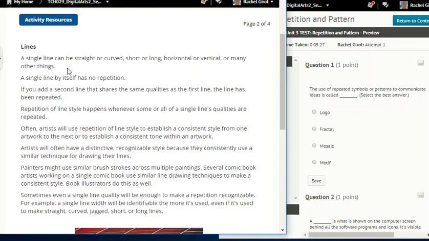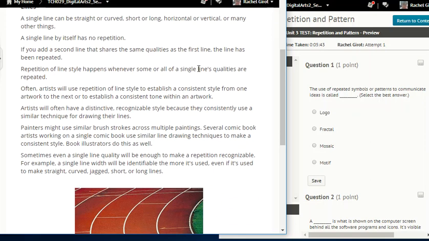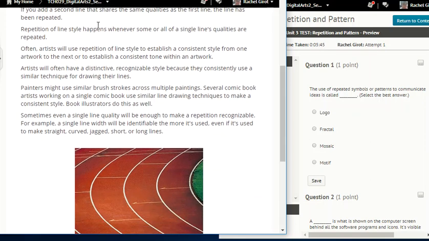Lines. A single line can be straight or curved, short or long, horizontal or vertical, or many other things. A single line by itself has no repetition. If you add a second line that shares the same qualities as the first line, the line has been repeated. Repetition of a line happens whenever some or all of a single line's qualities are repeated. Often, artists will use repetition of line style to establish a consistent style from one artwork to the next or to establish a consistent tone within an artwork.